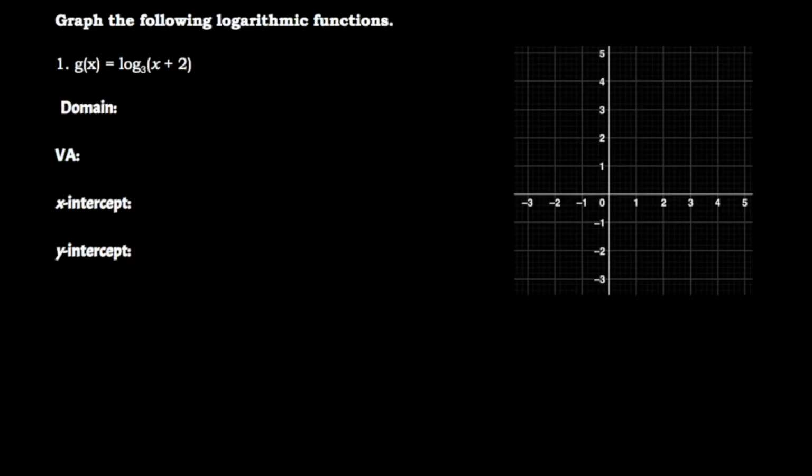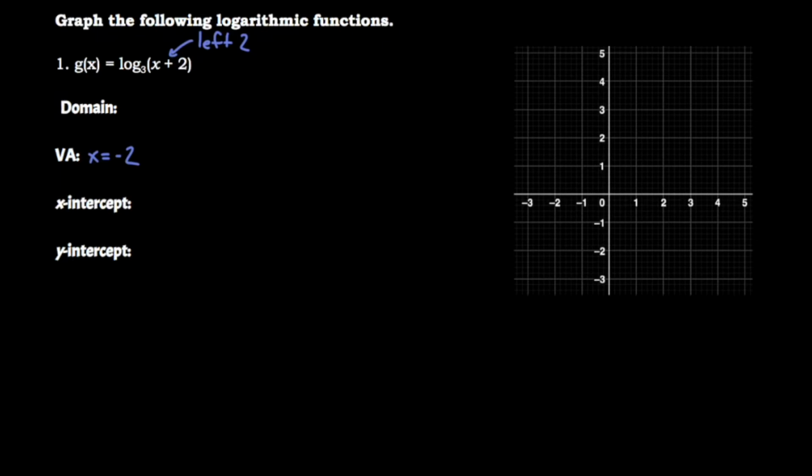So let's take a look at the graph of this function, log base 3 of x plus 2. I know that the plus 2 inside the function is going to move it left 2. So that means the vertical asymptote is going to be at x equals negative 2. And there isn't any horizontal reflection inside the function, so I know this thing's going to be branching off to the right.